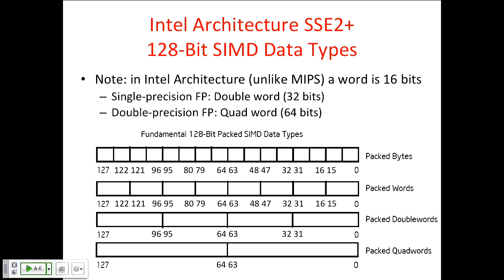So this is taken from the Intel manual. You can have packed bytes where you can treat the 128-bit register as holding 16 8-bit bytes. So you can do 16 byte operations in one instruction. Or you can treat it as packed words. So notice in Intel architecture, a word is 16 bits. So you can do 8 16-bit operations in one instruction using these extensions. Or you can have 4 32-bit words. They're called double words in x86. You have 4 of those in one instruction. Yep.